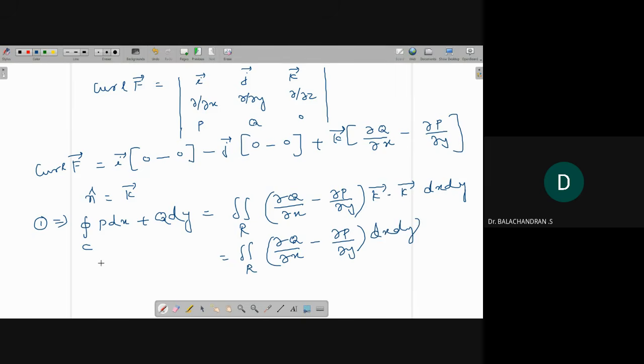So actually, you know that this is the left hand side of Green's theorem. What is the Green's theorem statement? Integral over C p dx plus q dy equal to double integral over R dou q by dou x minus dou p by dou y into dx dy. Which is Green's theorem in a plane.